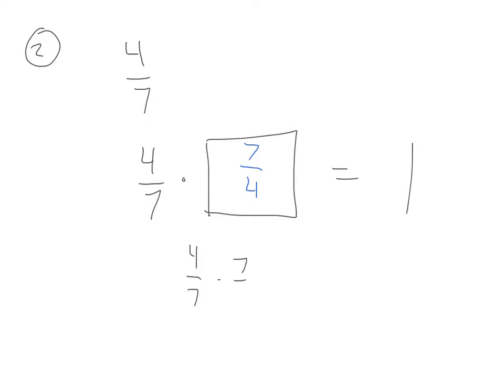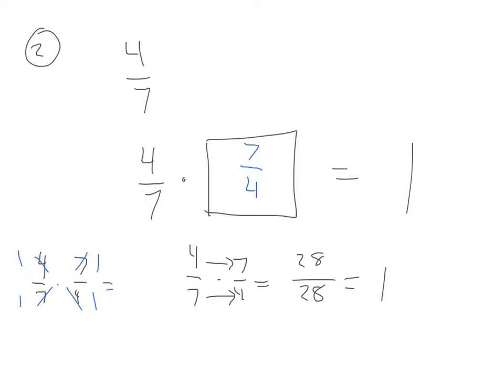4/7 times 7/4. Well, let's see. 4 times 7 is 28. 7 times 4 is also 28, and 28 divided by 28 is 1. The other way you can think of it is 4/7 times 7/4. Let's do a little cross-canceling. 4 and 4 both become 1s. 7 and 7 both cross-cancel and become 1s. 1 times 1 is 1 over 1 times 1, which is 1, and 1 over 1 is, of course, 1.